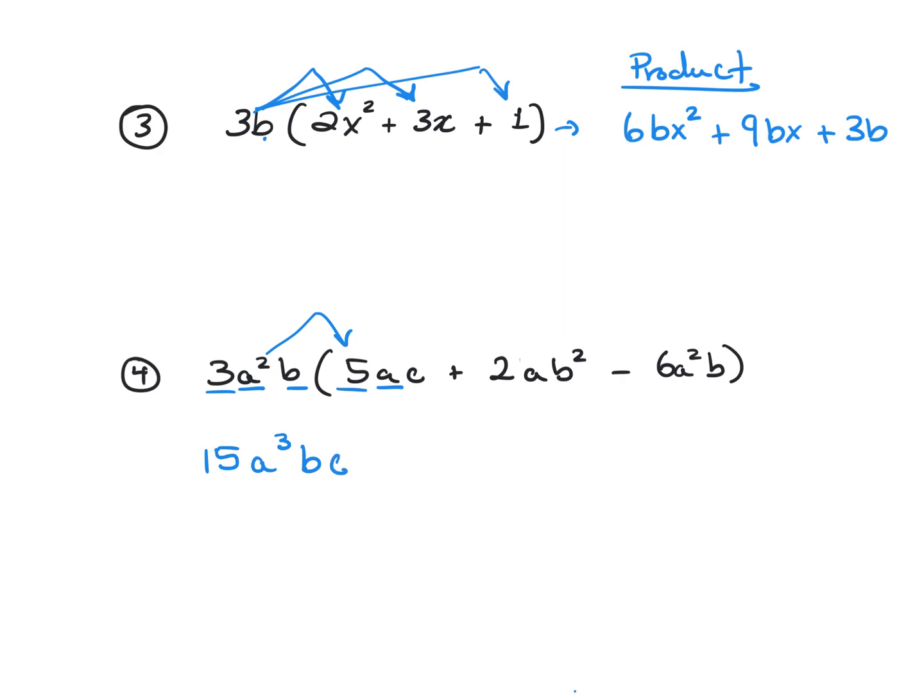Okay. So on to the next one. So we're going to distribute that same exact thing going over. So plus 3 times 2 is 6. a squared times a is a cubed. And b times b squared. So this b times this b squared is b cubed. And then on to the last one. So 3 times negative 6 is negative 18. And then a squared times a squared is a to the fourth.